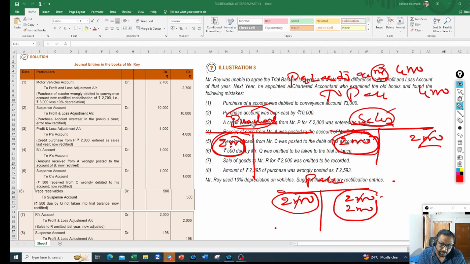Which account do I need to debit? Because these nominal accounts have to be adjusted in profit and loss account. That is what we understood in our previous video. Hence, profit and loss adjustment account is debited. Here P account is debited. It has to be credited actually.